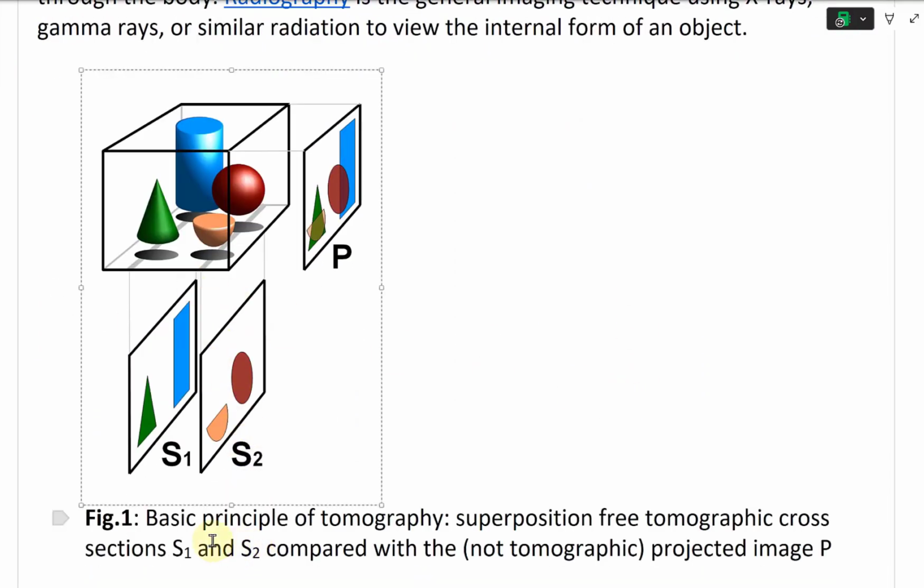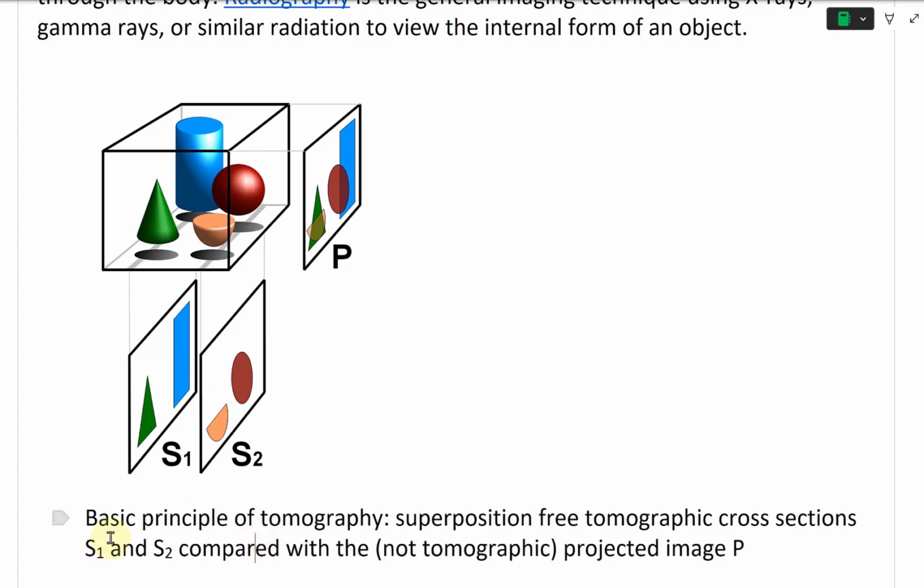And here is figure 1 right here. Or actually, I got rid of that figure 1. That was just from Wikipedia there. So basic principle of tomography, superposition free tomographic cross-sections S1 and S2 compared with the not tomographic projection P. So if you have this, these free ones, basically you take a slice from here, and then you'll have an image that shows a slice in this exact region, and then there's another one over here. So that's a tomographic as S1 and S2.